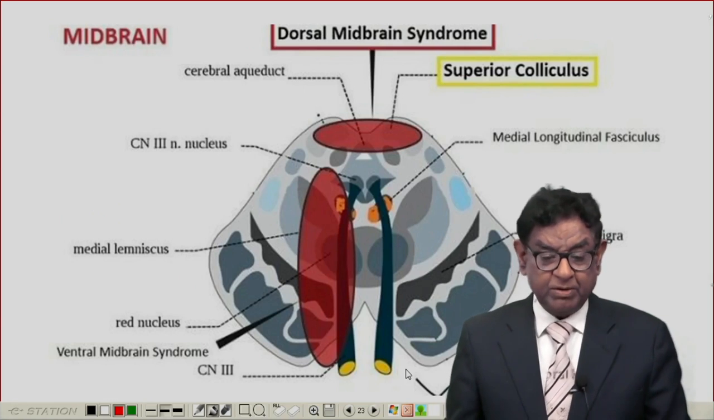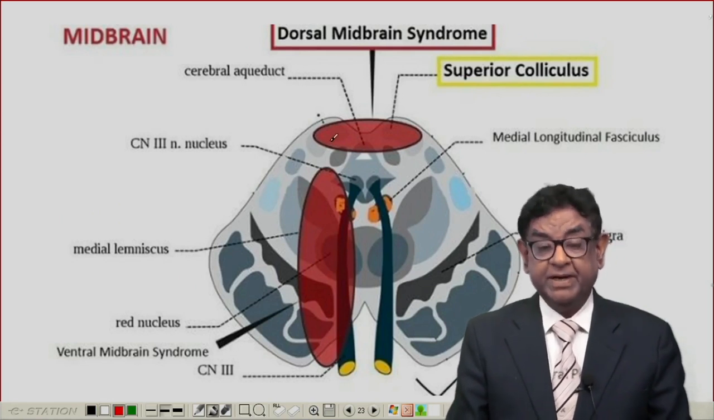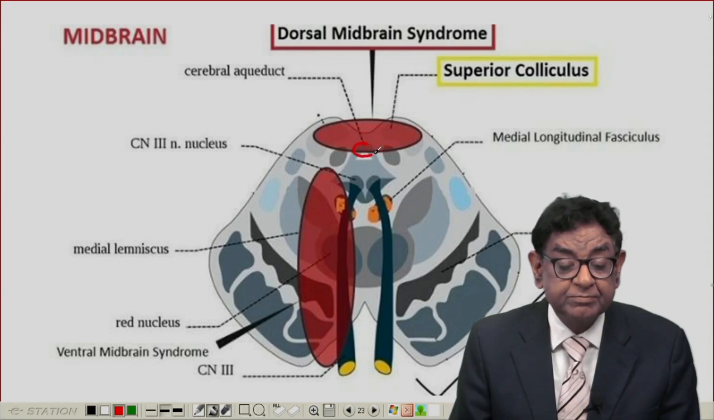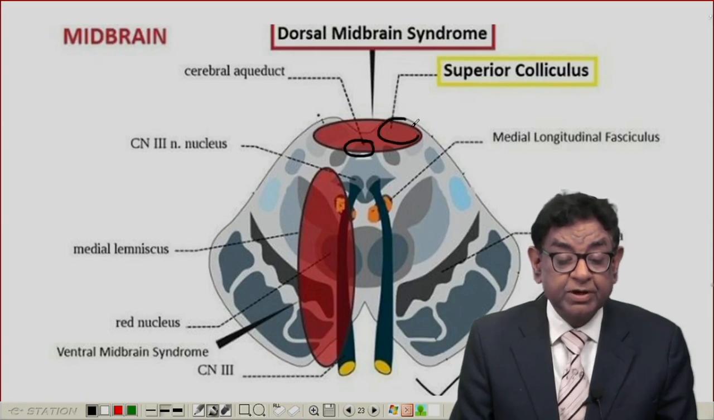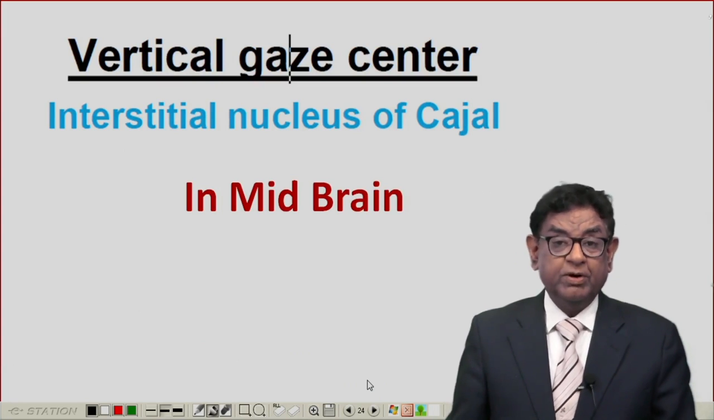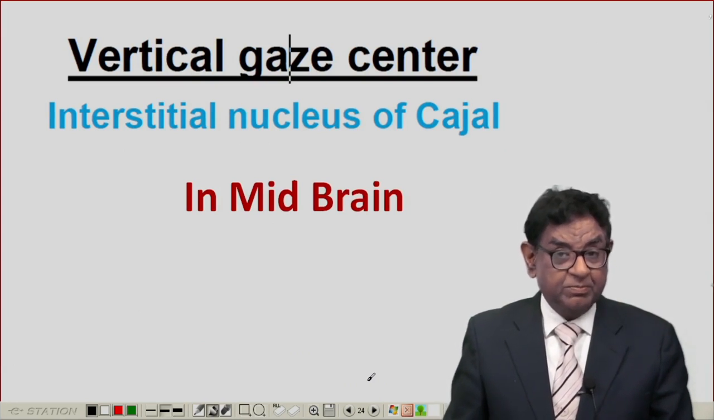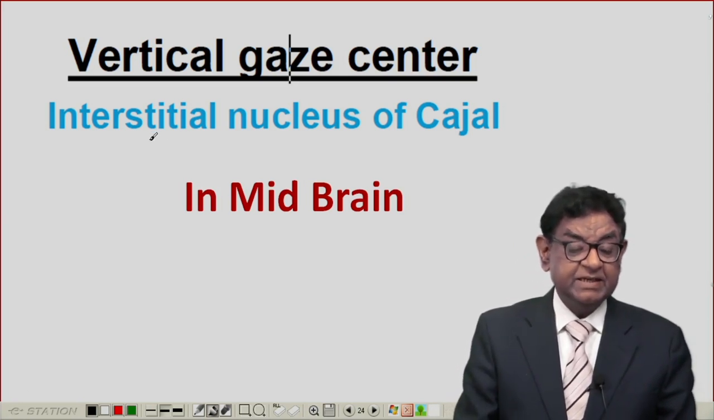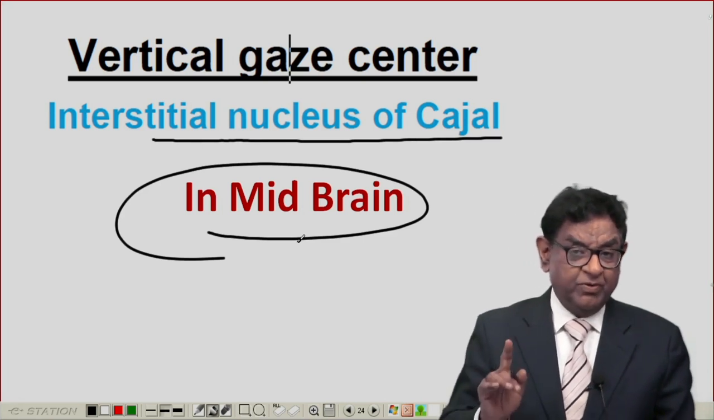Now let's talk a little bit more about the midbrain. Again, a little bit more anatomy. This is the dorsal part of the midbrain. We have the superior colliculus, and this is the cerebral aqueduct. This is the superior colliculus. And why is it so important? Well, when we talked about locked-in syndrome, I told you vertical gaze is normal. Remember, in locked-in syndrome, the lesion was in the pons. But why was vertical gaze not involved? Because the vertical gaze center is the interstitial nucleus of Cajal, and this lies in the midbrain. That's why in locked-in syndrome, vertical movement was not involved.